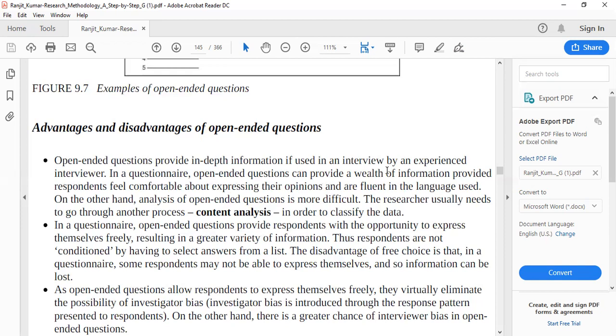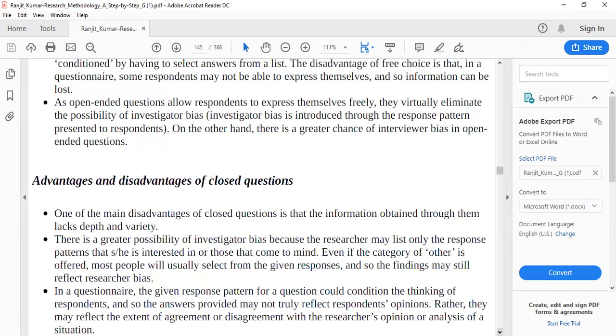SPSS stands for Statistical Package for the Social Sciences. This SPSS software is used a lot when it comes to questionnaires. When it comes to open-ended questionnaires, where the person has given the answer themselves, you have to go ahead with content analysis.